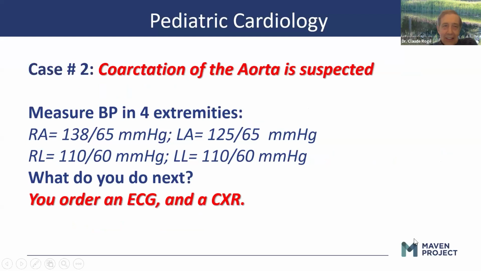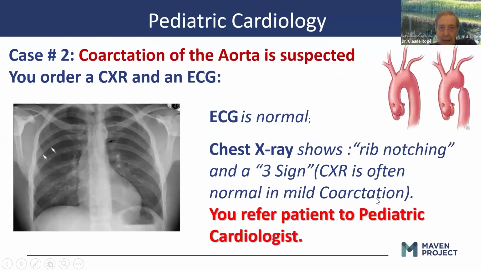All right. So coarctation of the aorta. And what do you do next? Well, it depends where you are situated and what you do, but usually you can get this type of test in your clinic, ECG and chest X-ray. So you may start with that. I don't know why my computer doesn't allow me to advance my slide. What's going on here? Okay, there you go.